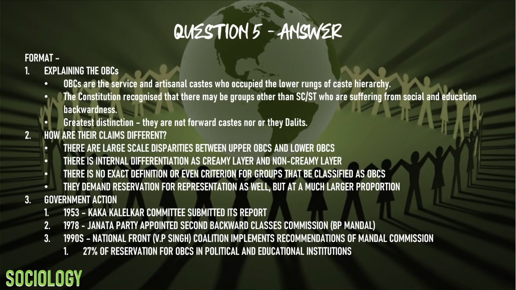And then in 1978, the Janata Party appointed the Second Backward Classes Commission, also known as the B.P. Mandal Commission. But it wasn't until the 1990s that the National Front government coalition led by V.P. Singh actually implemented the recommendation of the Mandal Commission, which stated that there should be 27% reservation for OBCs in political and educational institutions to ensure their representation and equity in parliament, politics, employment, and education.